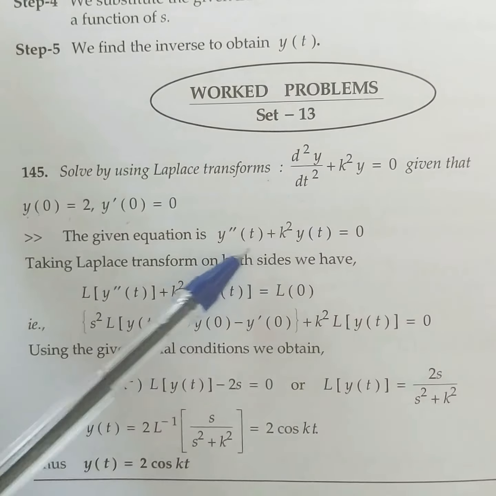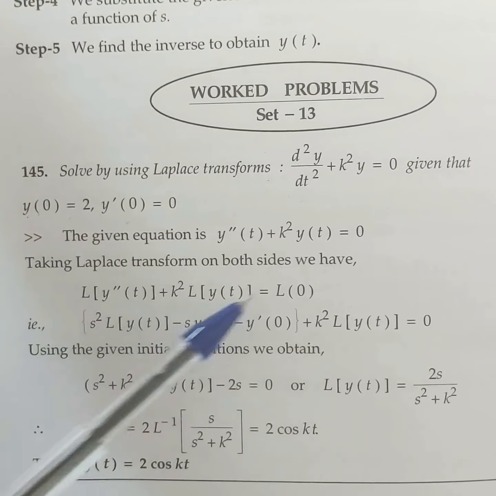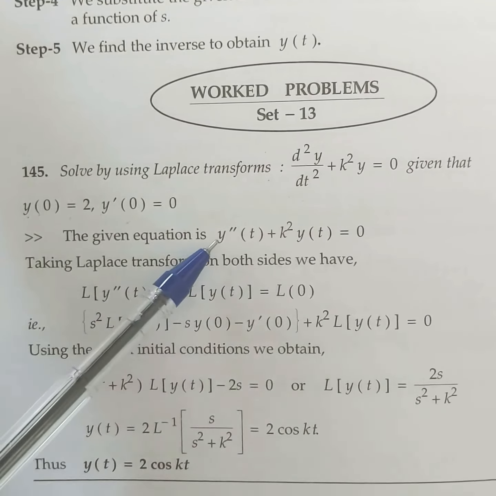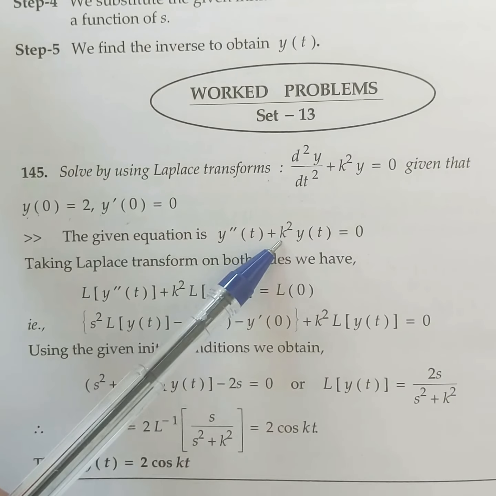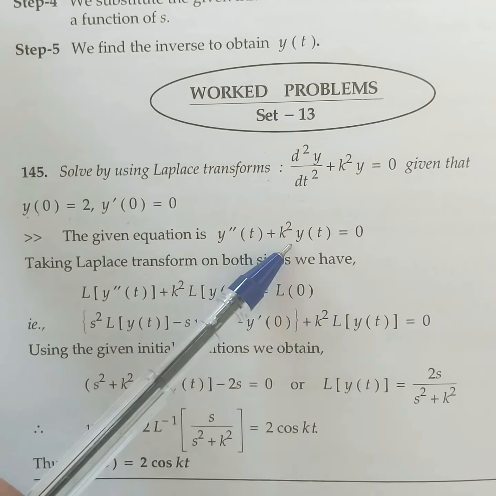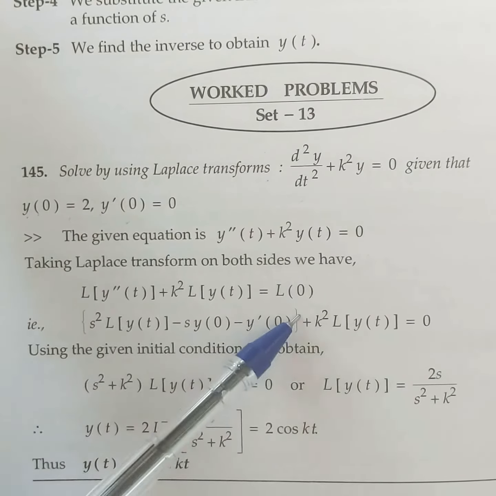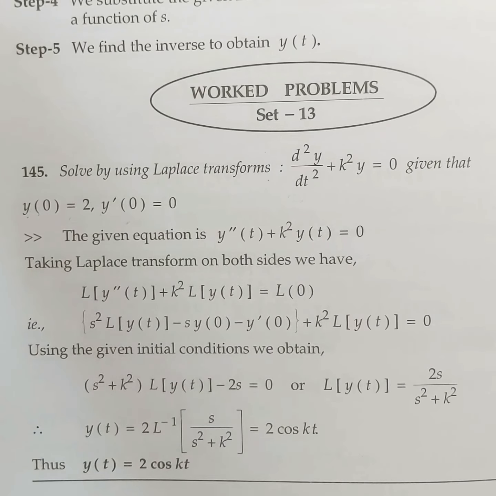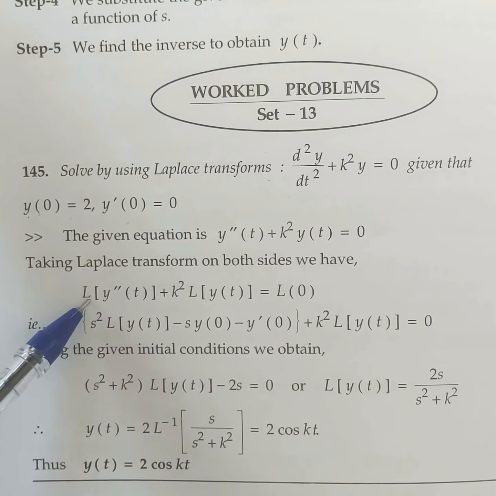Arrange it in the proper common order. And then you are going to take Laplace transform on both sides. This is your step 2. So L of y double dash of t plus k square is just a constant, we can take it out. K square into L of y of t is equal to Laplace of 0. So this is the second step. Okay, we have applied Laplace transform on both the sides. Now you have to use a formula. Correct? That's the third step.